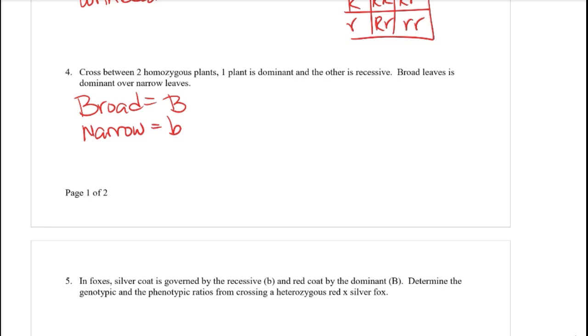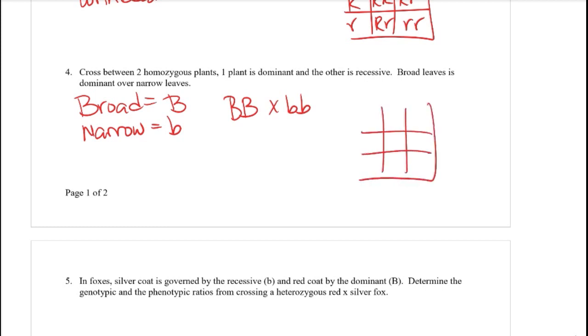2 homozygous plants. So one is dominant, so that's going to be 2 capital B's, and the other one is recessive, 2 lowercase b's. Punnett square. And this one's going to be heterozygous, heterozygous, heterozygous, heterozygous. And remember, we can also use the term hybrid on that.